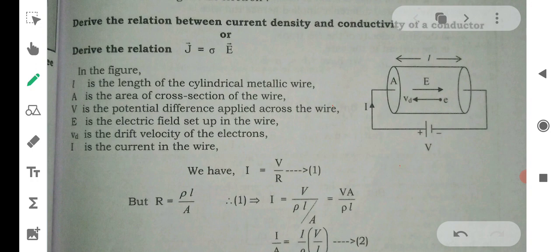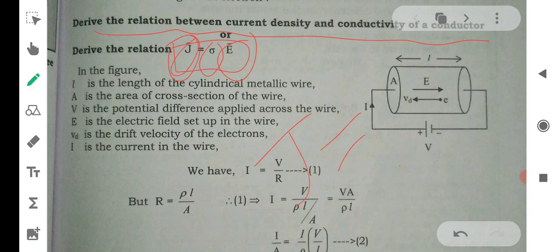Now I will discuss deriving the relation between current density and conductivity of a conductor. Or simply they may ask this question, J equal to sigma into E. J means current density, E means electric field, and sigma means conductivity. Current per unit area is called current density, and conductivity means reciprocal of resistivity.